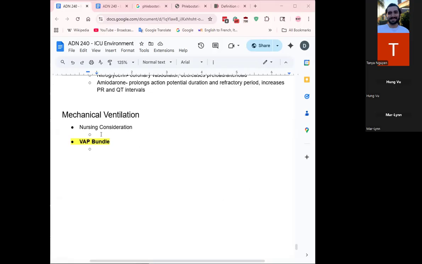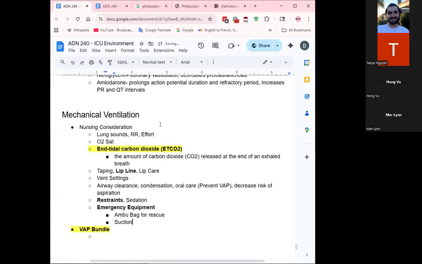So nursing considerations for your ventilation, some of the things you want to think about. Obviously, someone's ventilated, you're focusing on respiratory: lung sounds, respiration rate, how much effort they're putting in, what their O2 saturations are. One of the things that gets measured as well is called an end-tidal CO2. It's a little monitor that can read how much carbon dioxide is being breathed out. There should be an expected amount, so if the ventilator is not properly set up, that number is going to be off. You don't need to know the specifics, you just need to know it exists.